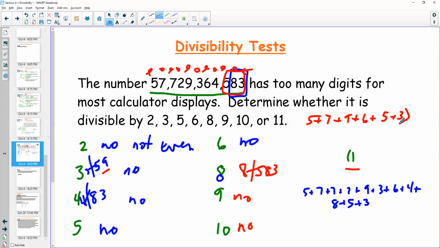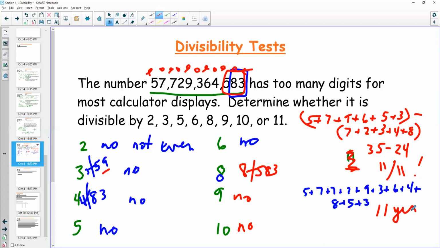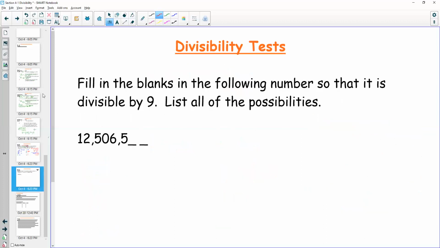Okay, and then I'm going to subtract away 7 plus 2 plus 3 plus 4 plus 8. Well, I'm going to get 35 for the first one, and for the second one, 24. 35 minus 24 is 11. Is 11 divisible by 11? Yes! So here, the only divisibility test that passes is the number 11. All right, so we can fill in the blanks.